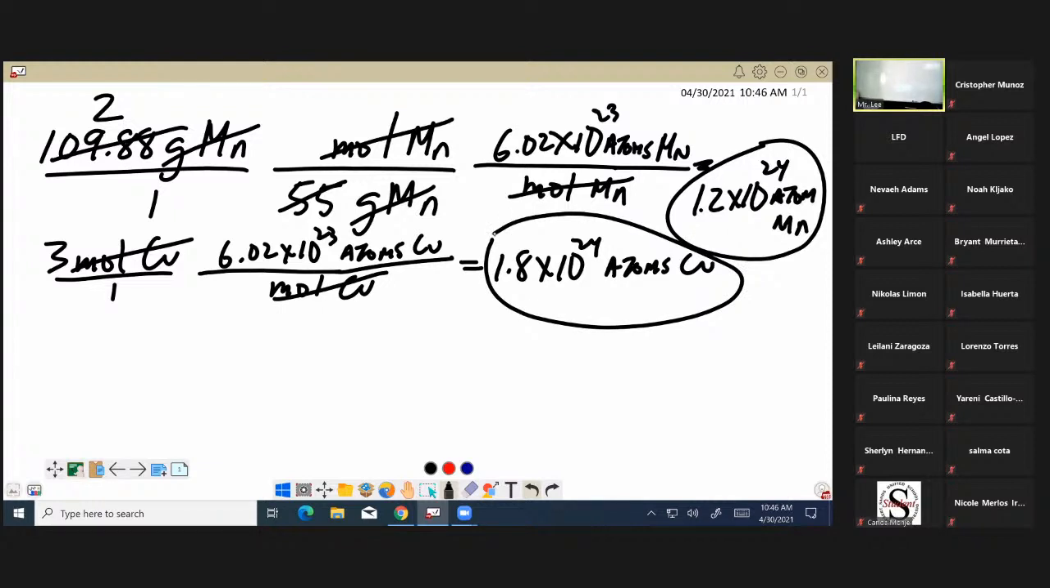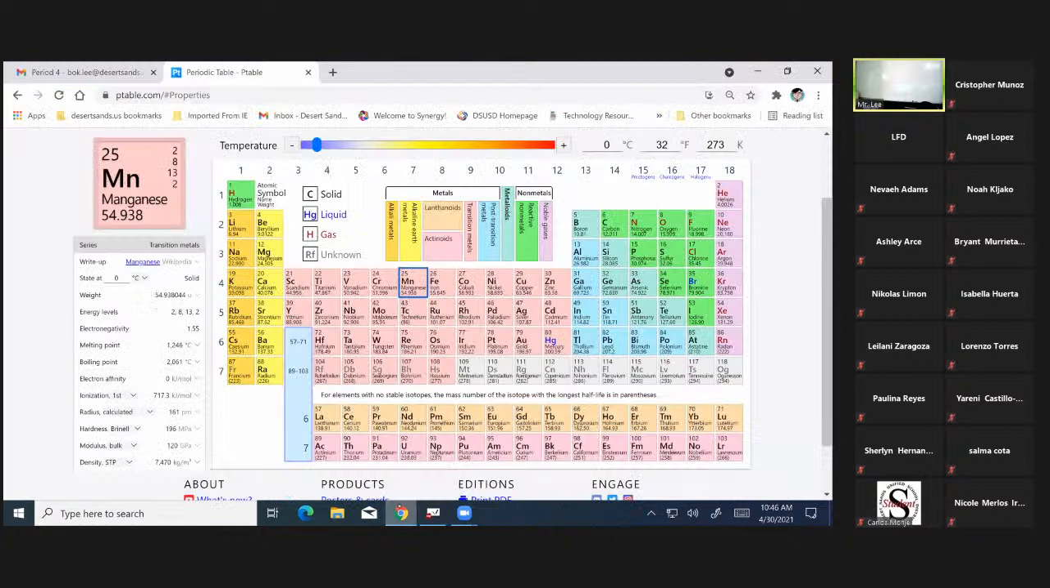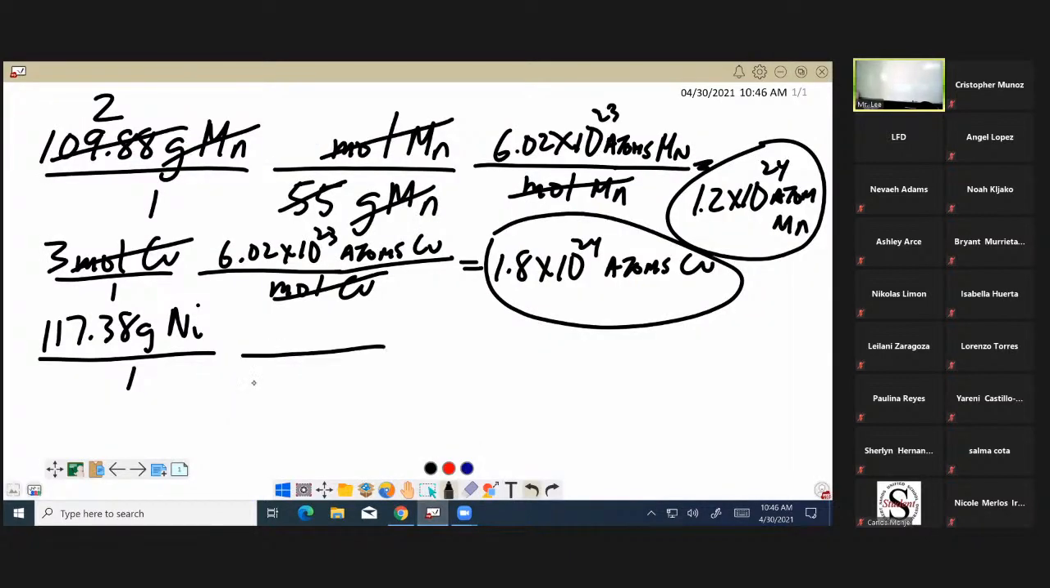And then the next one is we got 117.38 grams of nickel. Well, again, it's like the first one, right? We're given grams, I have to convert it to moles, and then using Avogadro's number to convert it to number of atoms. So I have to look up the molar mass of nickel, Ni. Nickel's right here. It is 58.693, so it's going to be 59. It's 59 grams. So that'll be 59 grams of nickel for every mole of nickel. So nickel cancel out.